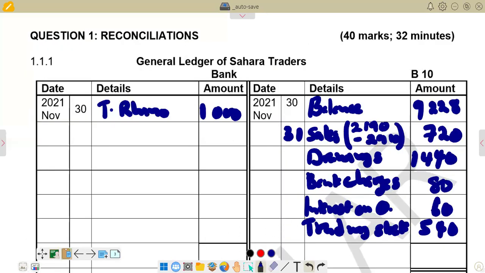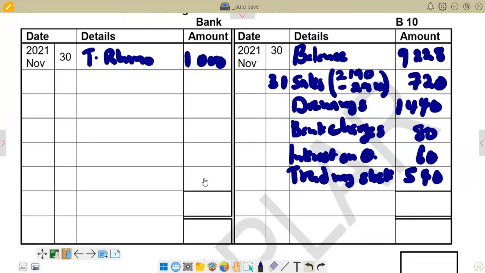We can come here and just try to balance it. See that the credit side is obviously going to be the larger side there. If you add it, you see that the total that you get on the credit side is 12,068. So we try to get 12,068 as the correct figure. And then we say 12,068 minus this 1,000, so that we can get the balance here, which is going to be 11,068. So we say 11,068 as the balance.